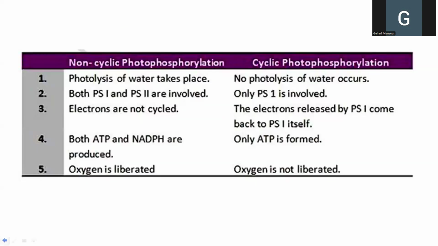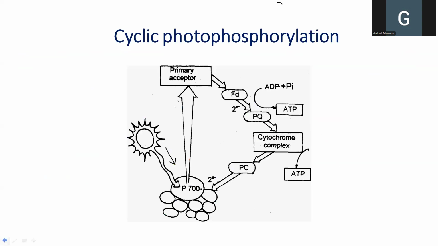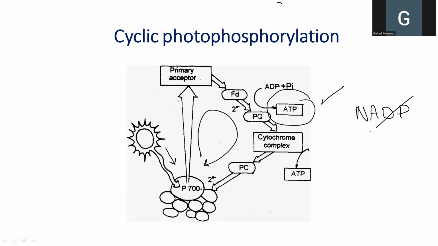First of all, why is it cyclic? Because as you see in this diagram, every time we return to the same point, which is the reaction center of photosystem 700. So it is cyclic. That's why it is called cyclic photophosphorylation. Again, it is phosphorylation because we have formed ATP. It is a cyclic process. No reduced NADP has been formed.